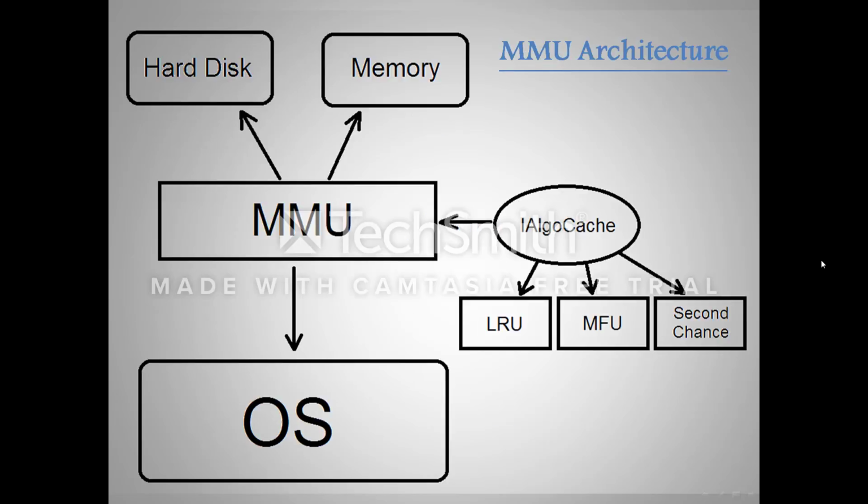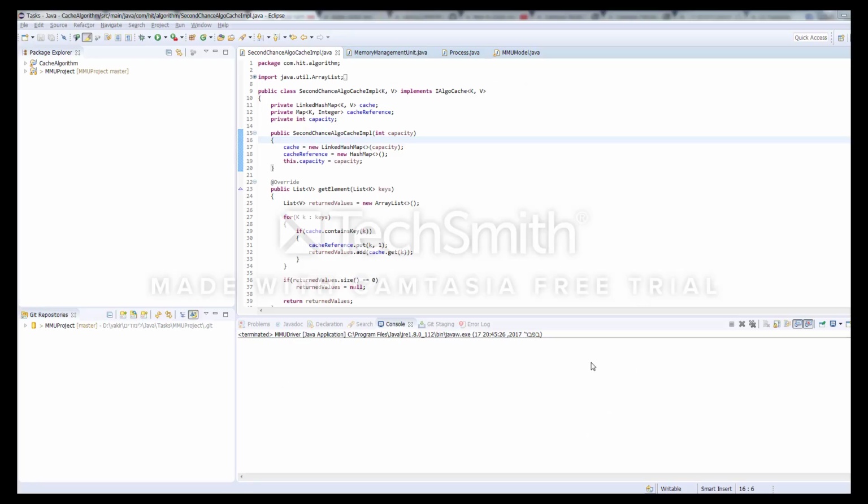The MMU architecture is as follows. The MMU will get the pages that were requested by the operating system from the hard disk or the RAM memory, depending on the caching algorithm. The MMU currently has 3 caching algorithms, which are LRU, MFU, and second chance, and they are transparent to the MMU since it's using them through the iAlgoCache interface. I'll introduce a few main classes that were created in the project.